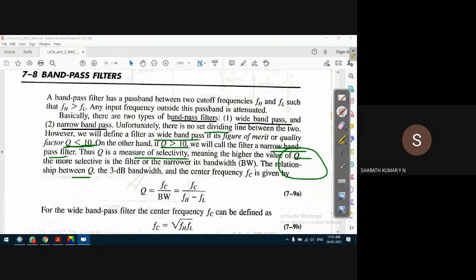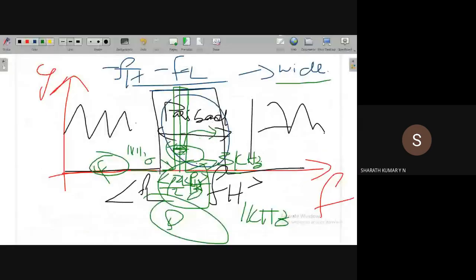So the relationship between Q, the 3 dB bandwidth, and the center frequency FC is given as follows. Sorry, not cutoff frequency, it is the center frequency. Let's say I said 2 kilohertz. I want only a 2 kilohertz signal to be passed. That is FC, the center frequency. With respect to the center frequency, the width of the passband filter is measured.